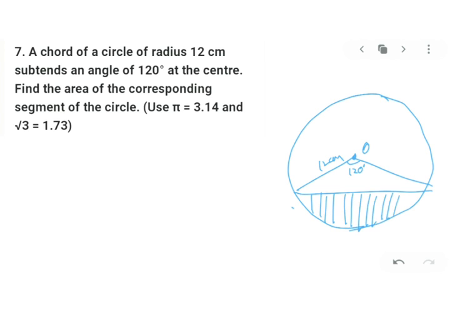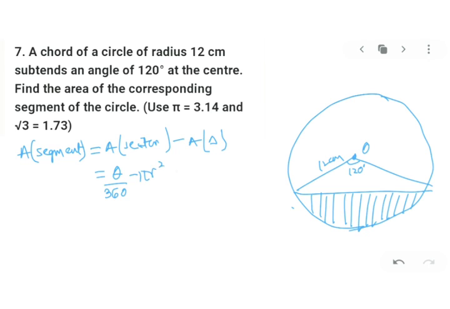We know very well area of segment is what? Area of segment is equal to area of sector minus area of triangle. Area of sector is theta upon 360 into pi r square. Theta upon 360 into pi r square minus area of triangle.